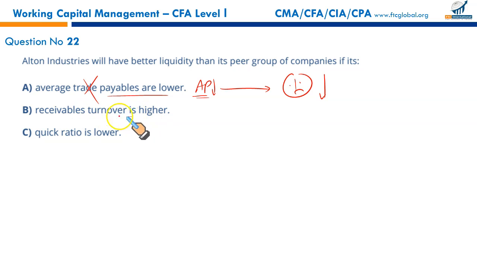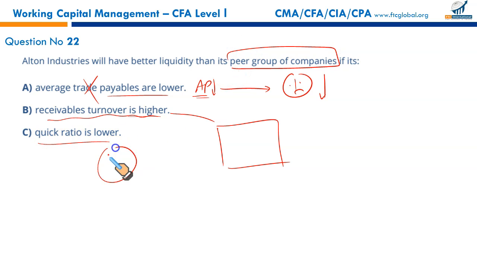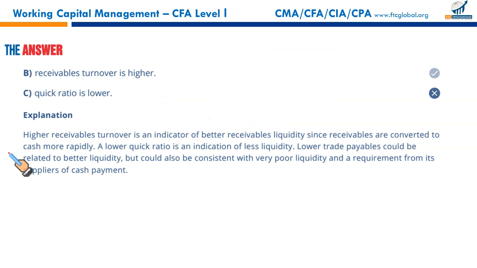Your receivable turnover is higher. Yes, your receivables pay you more frequently than the industry average. So you will have better liquidity than the companies in your group. Quick ratio is lower. Having a lower quick ratio means you have fewer quick assets compared to your liabilities. So this is bad. If your receivable turnover is higher than the peer group, you are in a much better position. But if A and C are there, it means your liquidity is worse off than your peers or competitors in the industry. So that makes B the correct option.